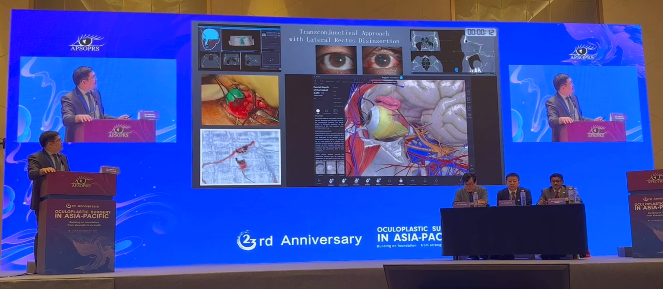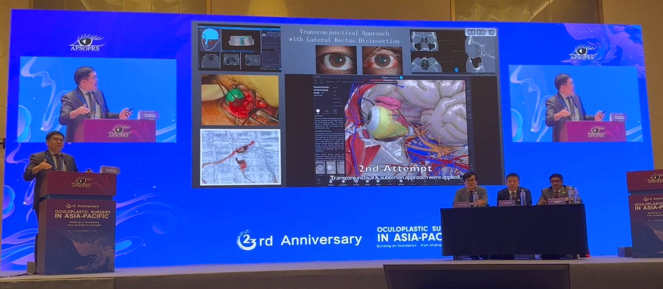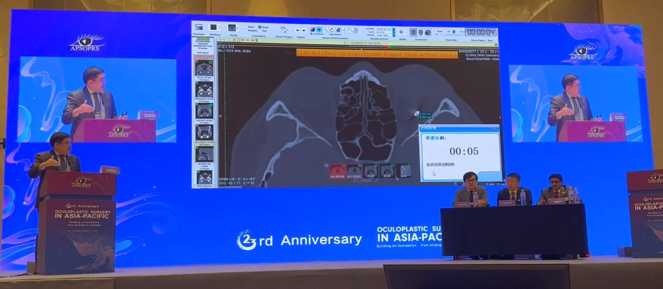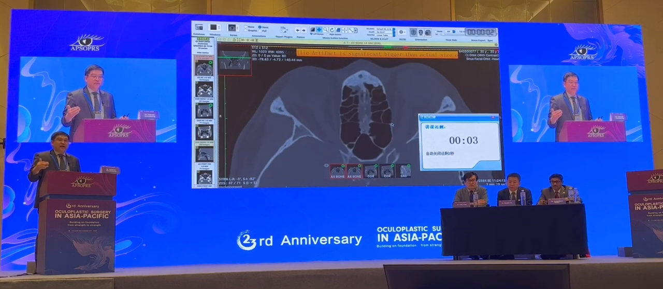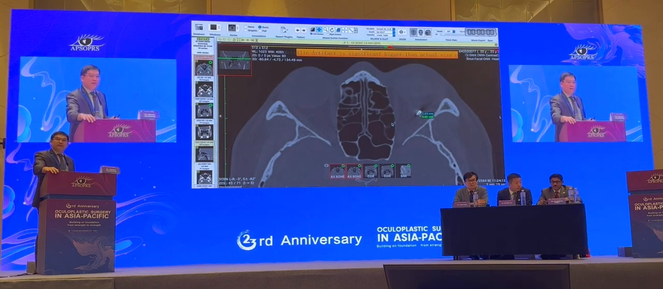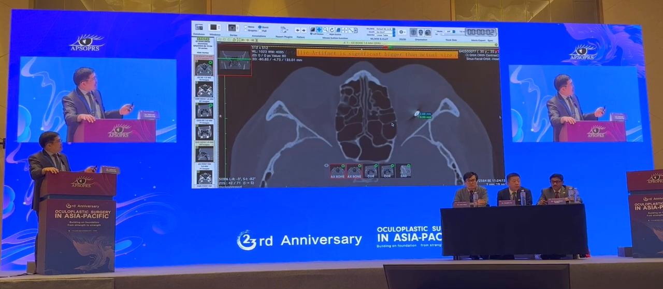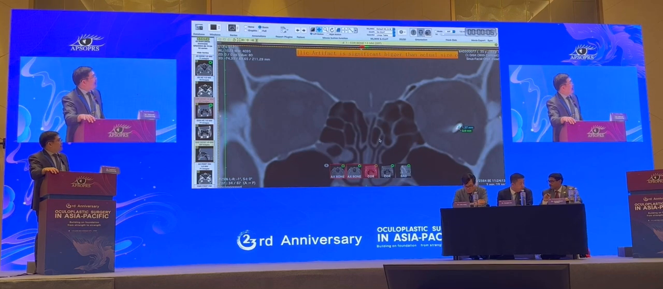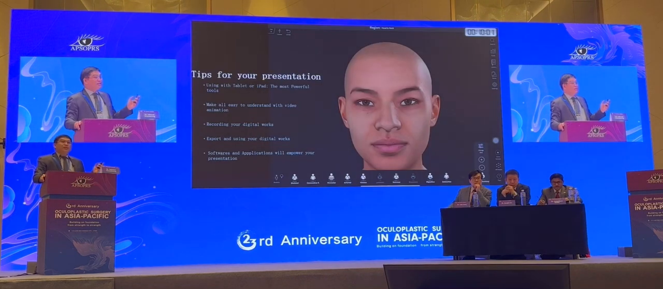In the second attempt, we went transconjunctival and then to the sub-Tenon space, detached the lateral rectus, and went underneath the lateral rectus. With this technique, we could remove the foreign body easily. This is one that helps.